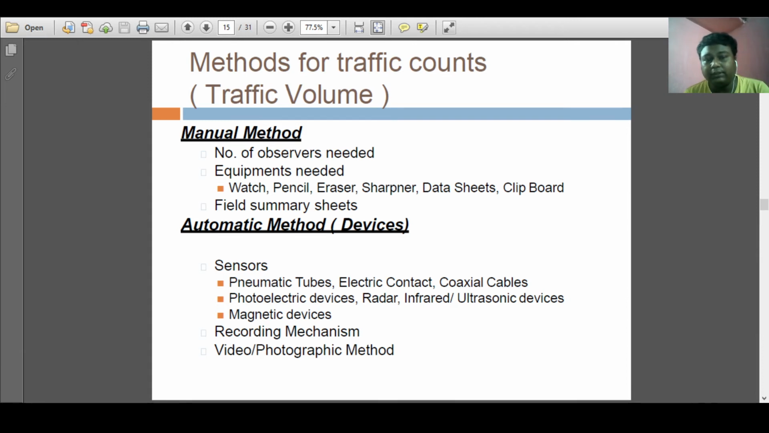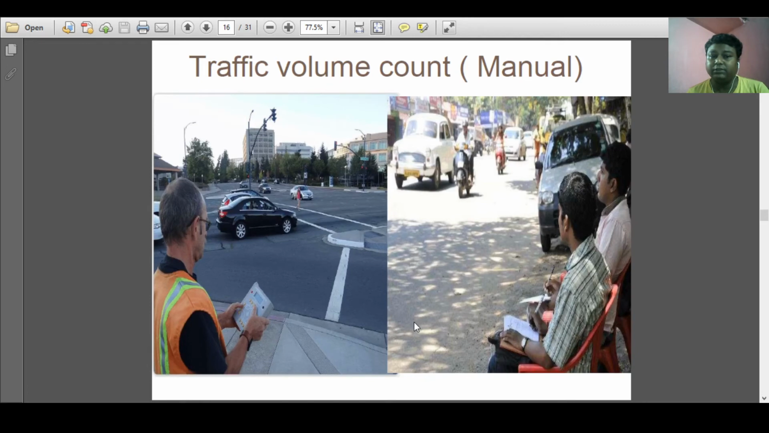There are basically two types of methods for counting the traffic volume. One is the manual method, another is the automated method. First one is the automatic method. In the automatic method, basically we use some sensors, some cables, and some cameras to calculate the traffic volume. So this is the process of the automatic traffic survey. You can see in the pictures.